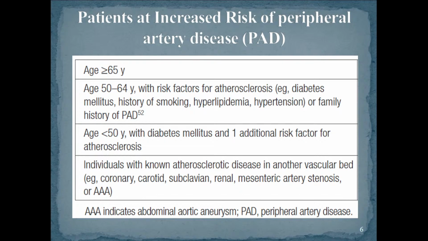So also there are patients that are aged before 50 years with diabetes mellitus and one additional risk factor for atherosclerosis. Individuals with atherosclerotic disease in another vascular bed, it means coronary artery, carotid, subclavian, renal, mesenteric artery. So the aortic aneurysm, abdominal aortic aneurysm is also included in the list of risk factors of peripheral arterial disease.